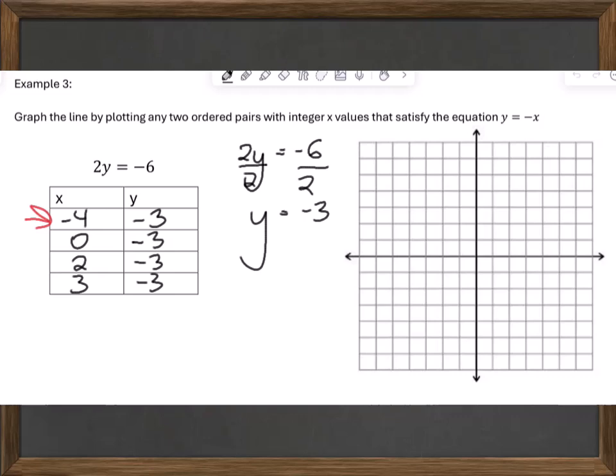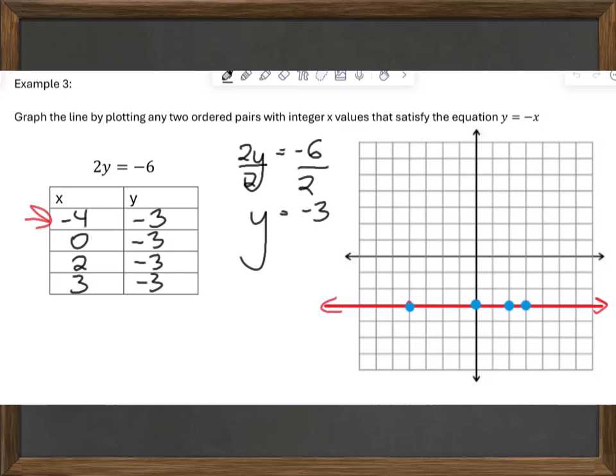So negative 4, negative 3 is right here, right? 0, negative 3 is here, right? And if you look at these 2 points, what kind of line are they going to form? Well, they're actually going to form a horizontal line, aren't they? Because again, this is the line y equals negative 3. And just in case you're having doubts or worries, you could also plot the point 2, negative 3, and 3, negative 3, and you would still see that all of those are points on this line.